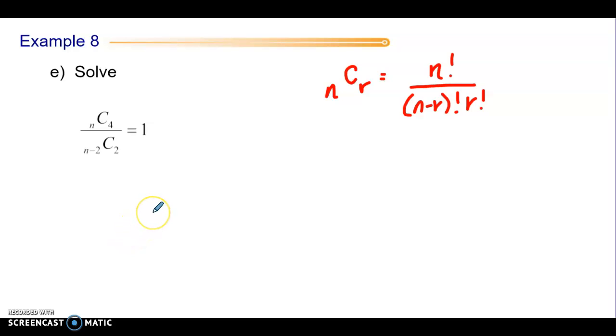Section 2.5, 2.6, example 8e. Solve n C 4 divided by n minus 2 C 2 equals 1. To begin, the easiest thing to do is to rewrite this formula by cross multiplying, or multiplying both sides by n minus 2 C 2.